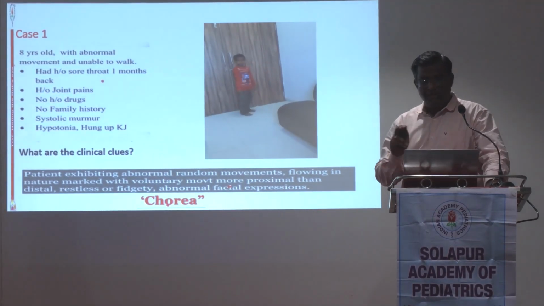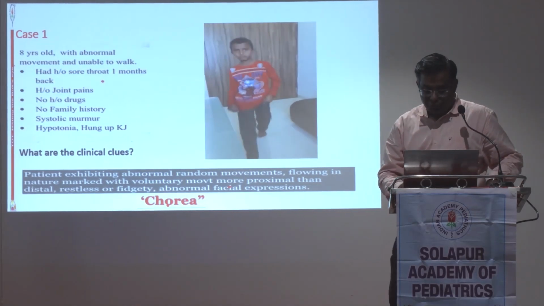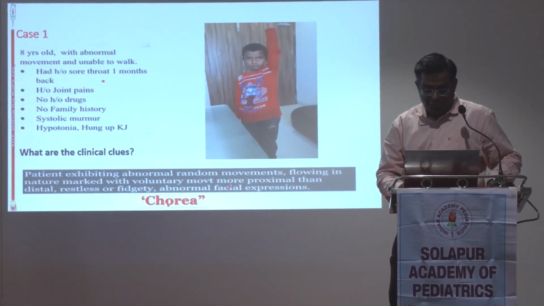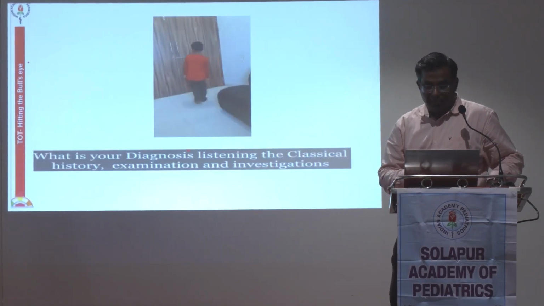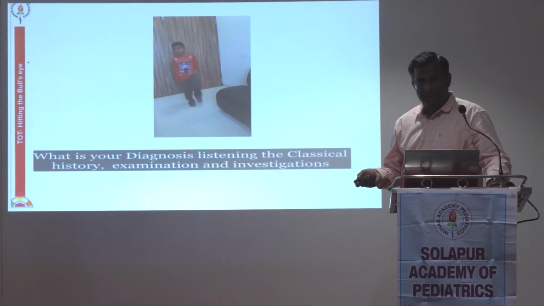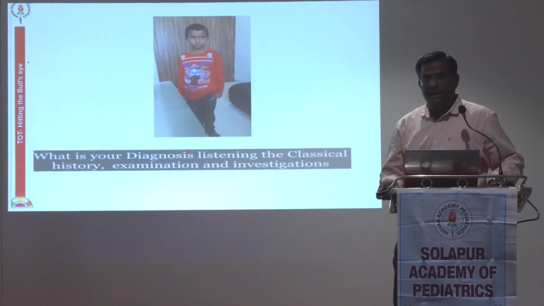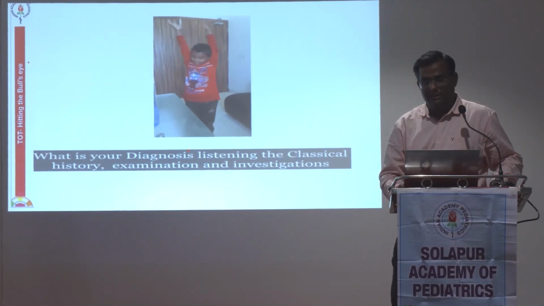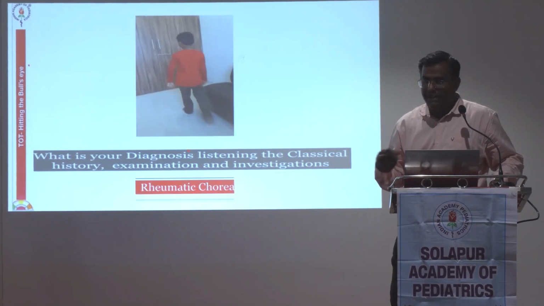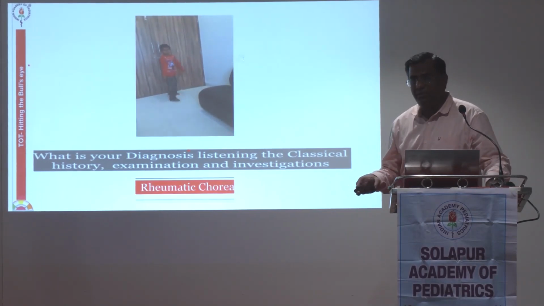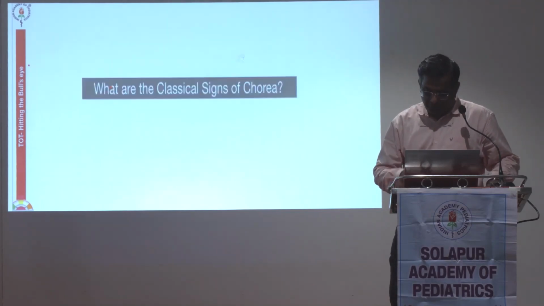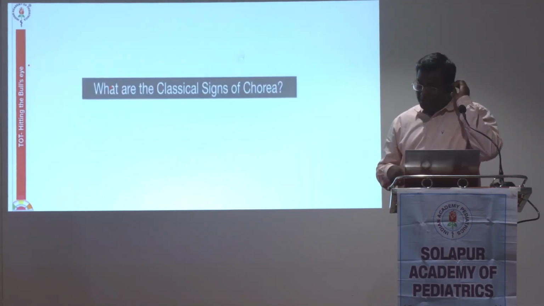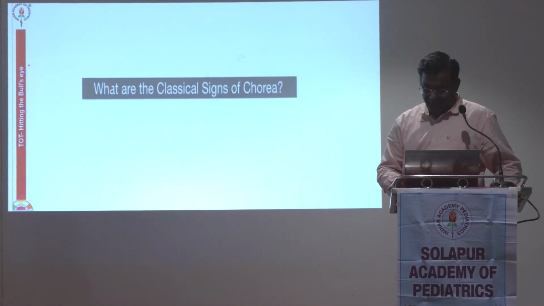So with the help of this history, there is a history of sore throat 1 month back, history of joint pains with this type of chorea, systolic murmur, hypotonia, and hung up knee jerks. So what will be the probable clinical diagnosis? Yes, it is rheumatic chorea, and then you can plan the investigations accordingly: ESR, ASO, ECG, and 2D echo. So what are the classical clinical signs of chorea?